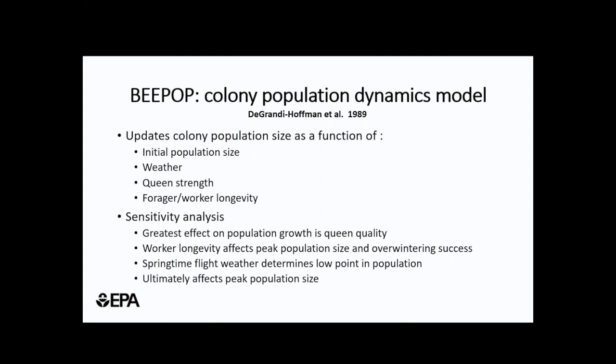Queen strength is essentially how many eggs are being laid by the queen, and the more eggs she lays in a given day, the stronger that queen is. And then also the length of the lifespan of a forager bee. The sensitivity analysis that was conducted on the original bee pop model indicated that the queen's strength and worker longevity essentially are two of the most important parameters. Weather can also have an influence depending upon the timing of the year.